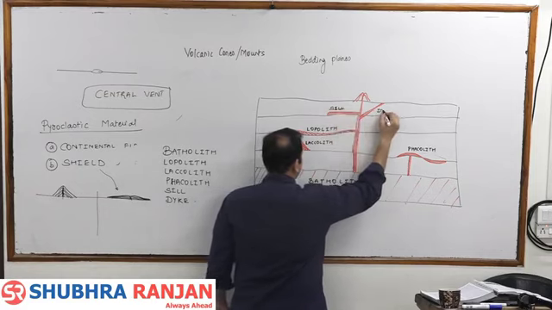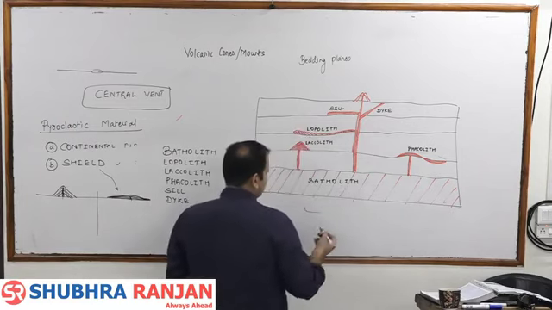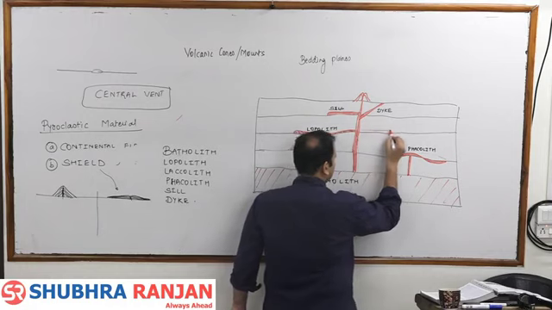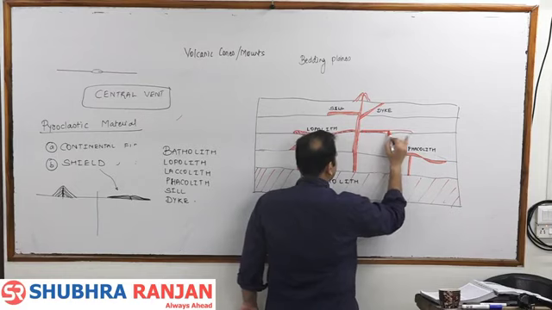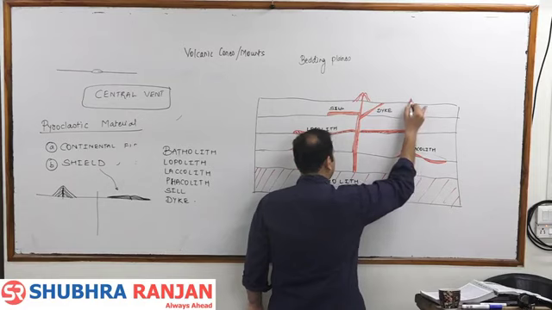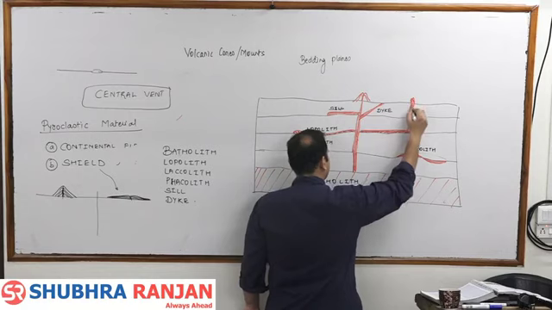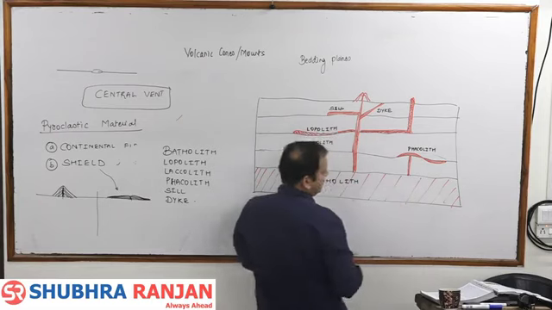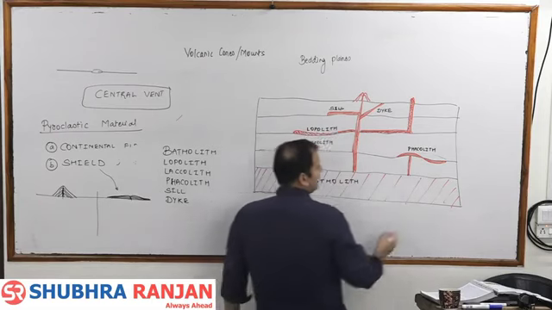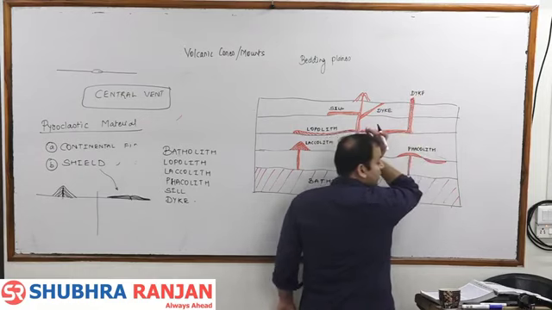Dike, vertical. It can also be like this. It has gone up. So sometimes if the upper rock, the sedimentary rock, is exposed and eroded, sometimes a dike can also be exposed.